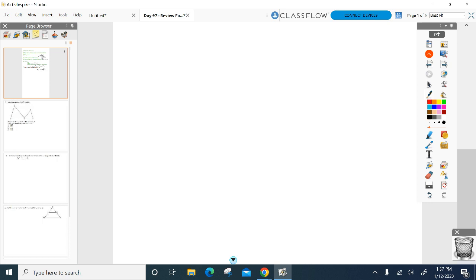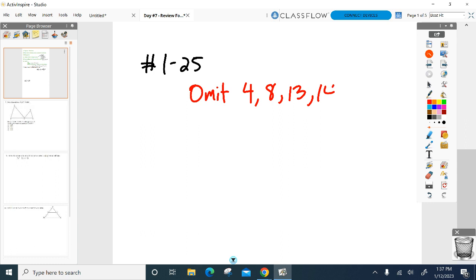All right, on page 524 to 528, you guys have numbers 1 through 25 there. See that? Please don't do the following problems. Omit these because you're going to be like, what is it? I've never heard of that. It's because you haven't. 4, 8, 13, and 14. All right, please skip over those when you come to it. But everything else on that page and on page 529 are good to go.